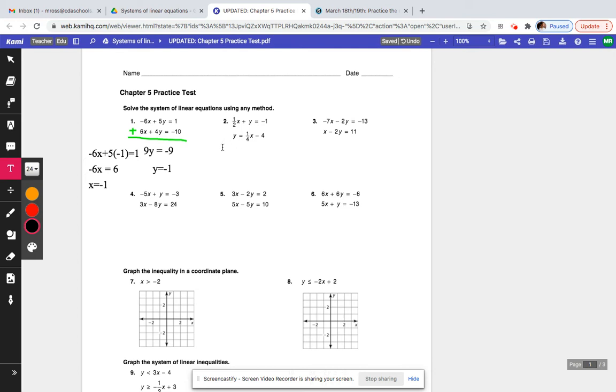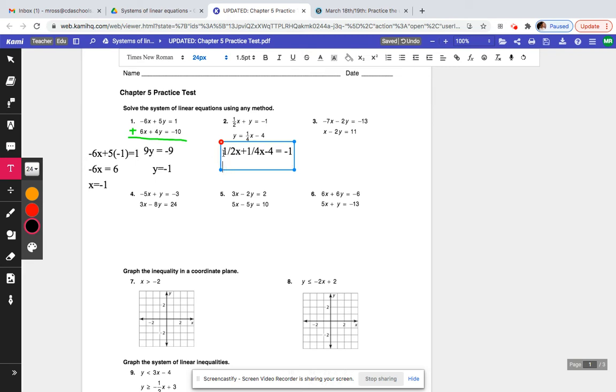For 2, I would do the substitution process, and so I would end up doing 1/2 x plus 1/4 x minus 4 is equal to -1. Then I would go through the process of solving for x on this. We can combine our x's together to get 3/4 x equal to, if we add 4 on both sides, 3. Then we divide by 3/4 on both sides.